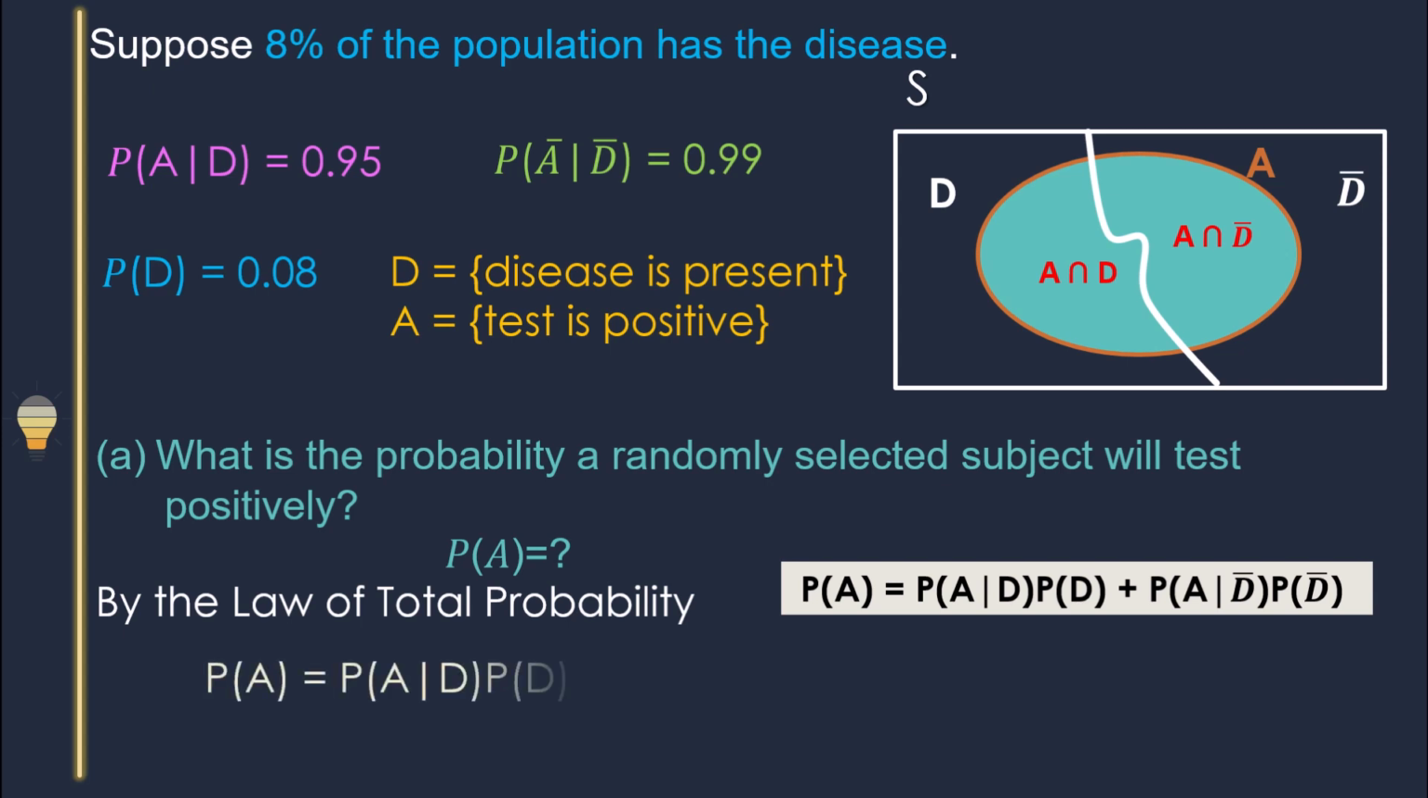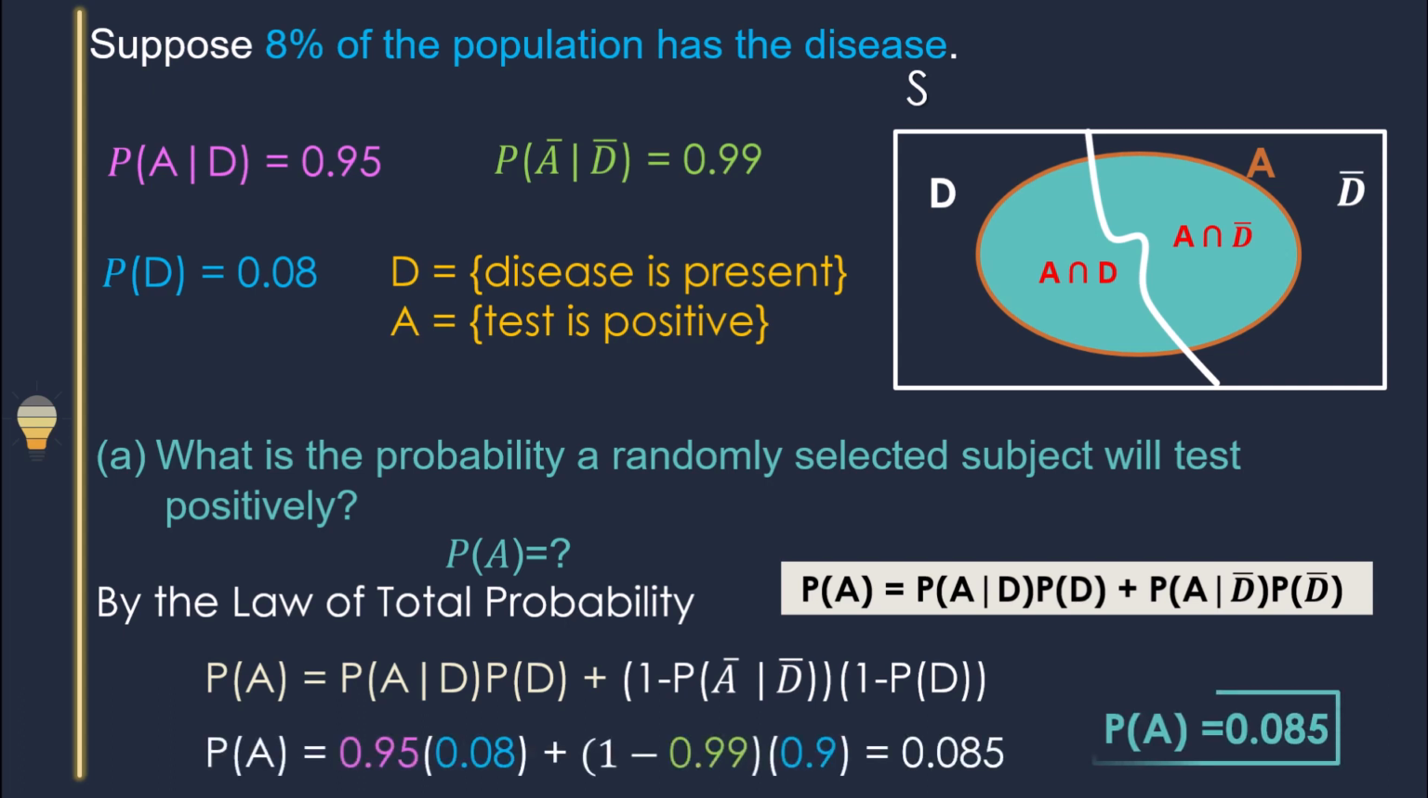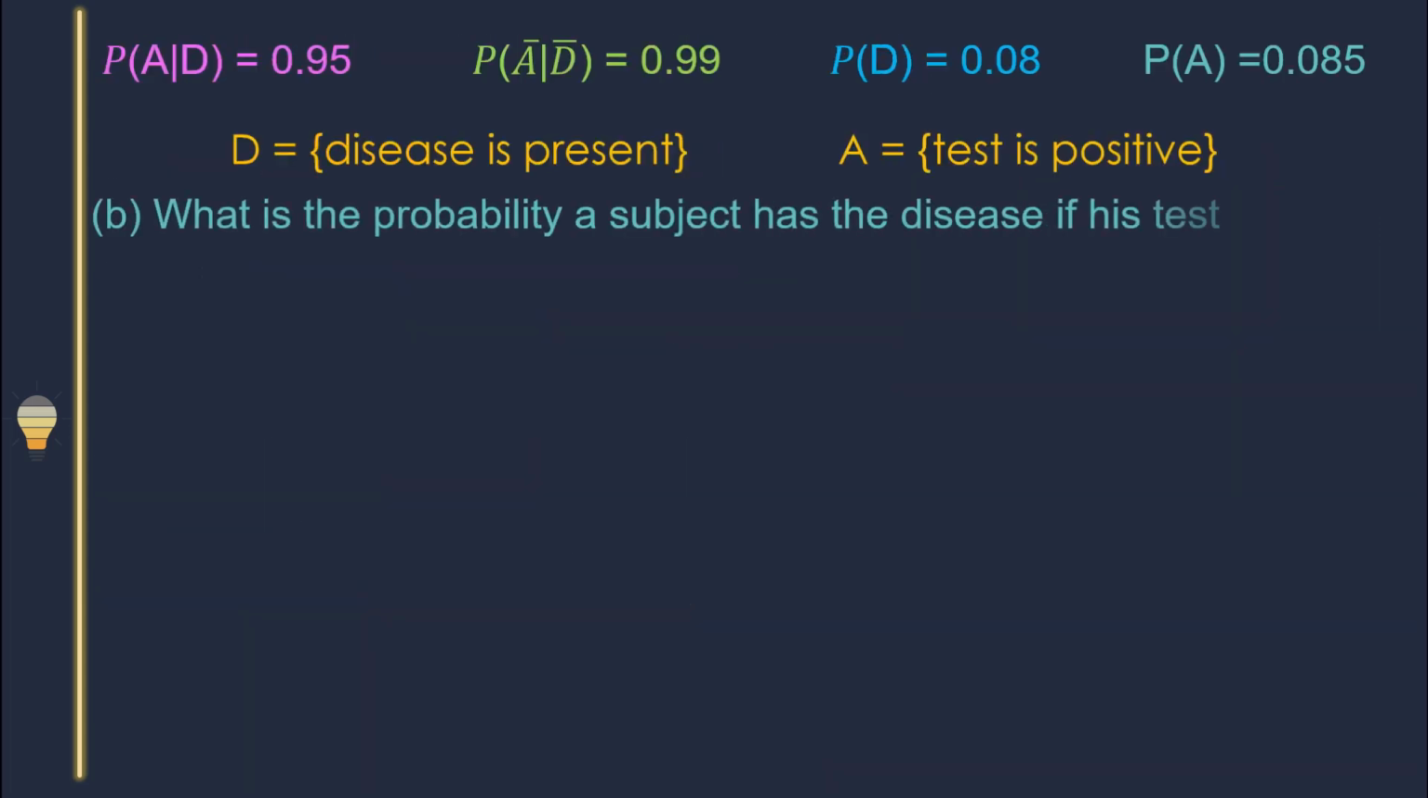Now we can write these two: 1 minus probability of A complement given D complement, and 1 minus probability of D. Right? Now we have all probabilities. Now you can plug in the numbers and get the answer. Then probability of A equals 0.085.